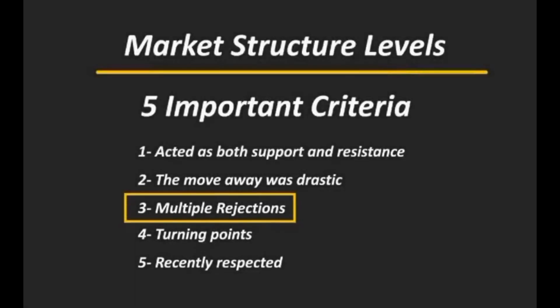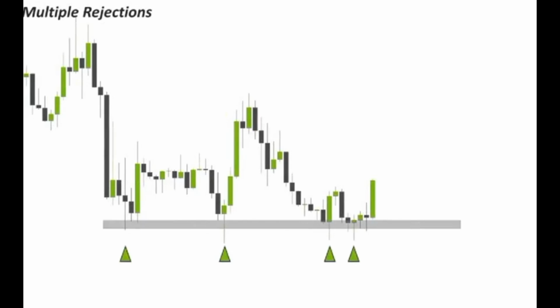Number 3. Multiple rejections. If an area has multiple rejections, it means traders reacted at that same level many times, which makes the level more important. More rejections mean the level is stronger, but they do not guarantee it will hold again. Only after a break and retest can we confidently expect a rejection.